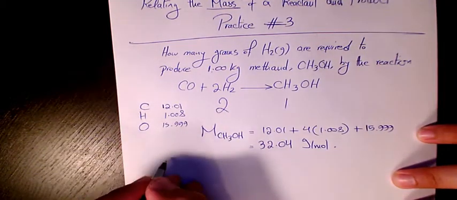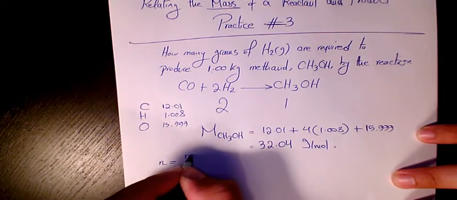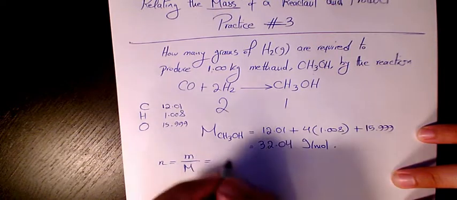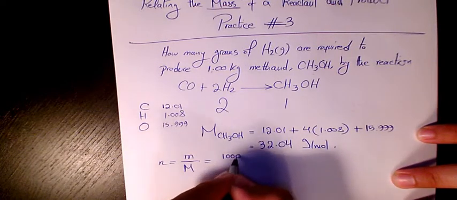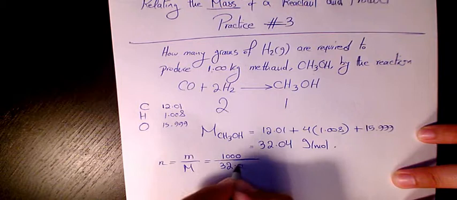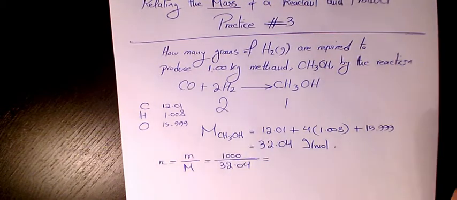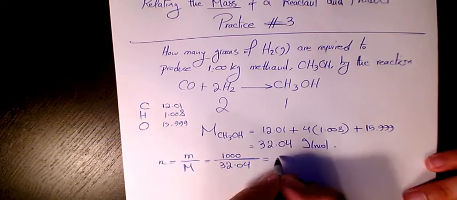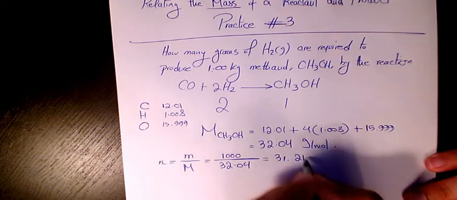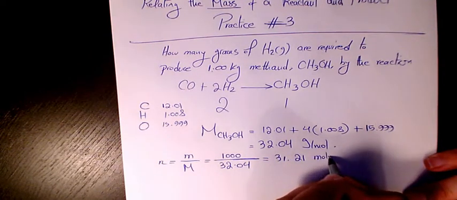So number of moles will be mass divided by molar mass. 1 kilogram is 1000 grams divided by 32.04. That makes it 31.21 moles.